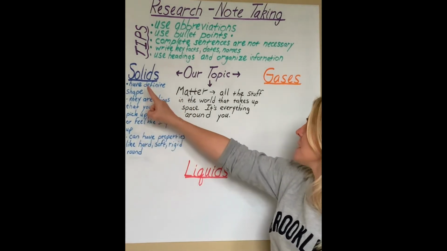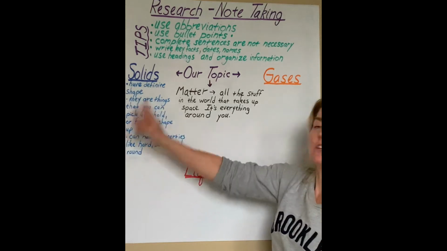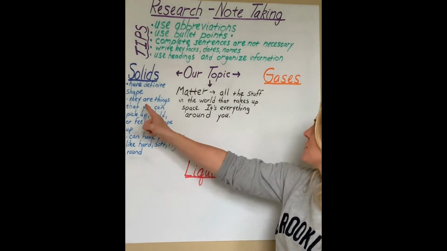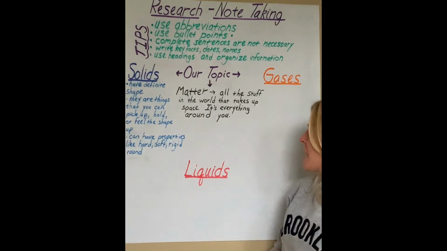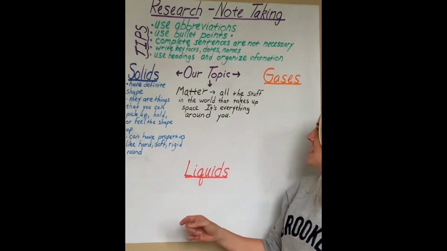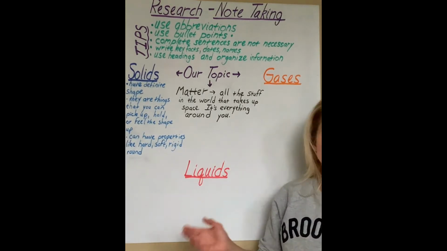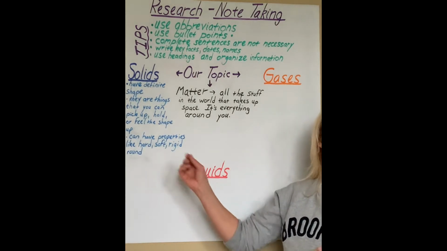I wrote down that they have definite shapes. Notice I didn't use complete sentences. I said they are things that you can pick up, hold, or feel the shape of. And I said that they can have properties like hard, soft, rigid, or round. So that's what I heard when they talked about solids.